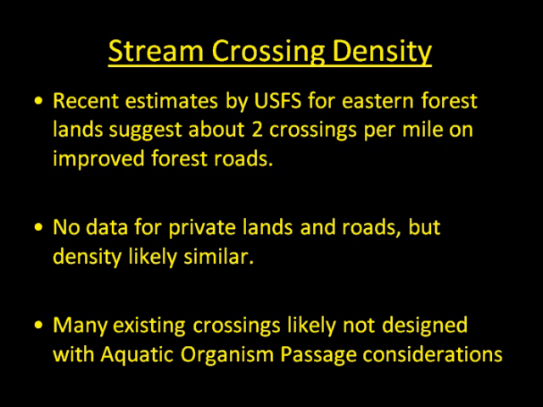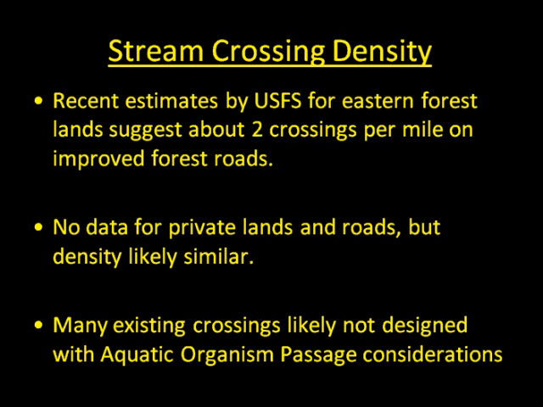Road stream crossings are a common feature across the United States. For example, recent Forest Service estimates for forested landscapes in the eastern U.S. suggest that there are about 2 crossings per mile of improved forest roads. Although I'm unaware of similar data for private roads and trails, I would guess that crossing densities are very similar and may actually be higher.